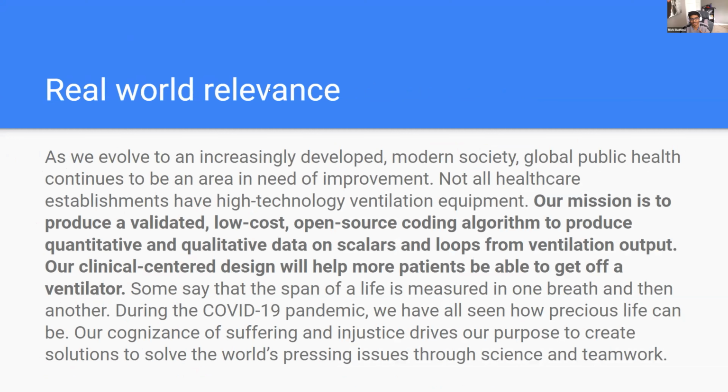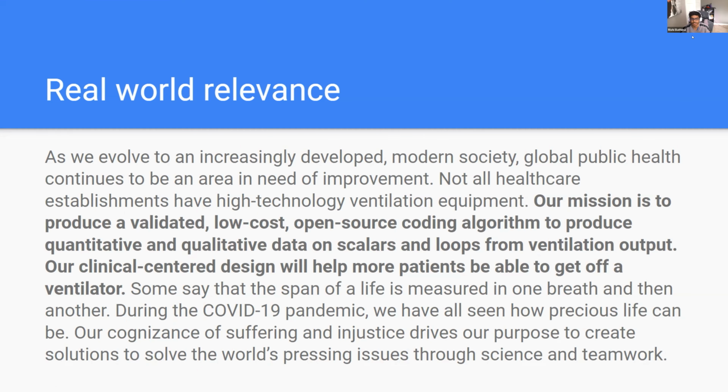Our real world relevance is that a lot of these hospitals nowadays near us have high-end ventilators that can do a lot of this information and produce it very quickly and efficiently. But a major issue is that not a lot of these hospitals in underdeveloped areas can afford these high-end ventilators. So our mission was to produce a validated, low-cost, open-source coding algorithm to produce quantitative and qualitative data on scalars and loops from ventilation.